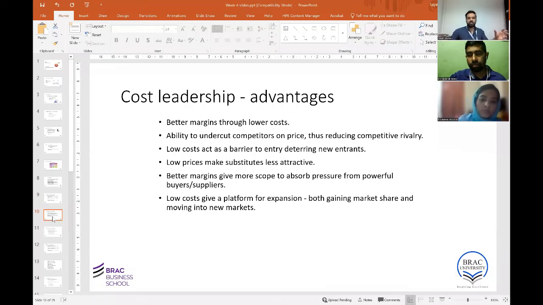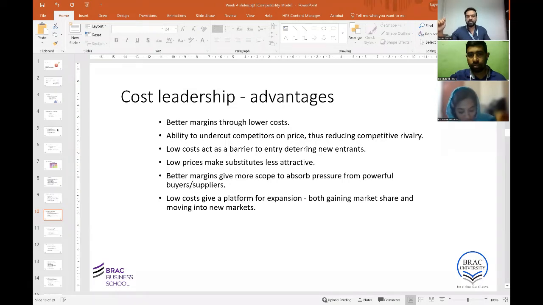So each of these strategies have some advantages and some disadvantages, and we need to consider those. What are the advantages of low cost? If you want to be a low cost manufacturer, a cost leadership strategy. So first of all, better margins through lower cost, because you can sell a lot more quantity. So your margin could be a lot higher compared to your competitors. You have the ability to undercut competitors' price, thus reducing competitive rivalry, because then you will obviously be chosen by a large number of consumers due to your cost.